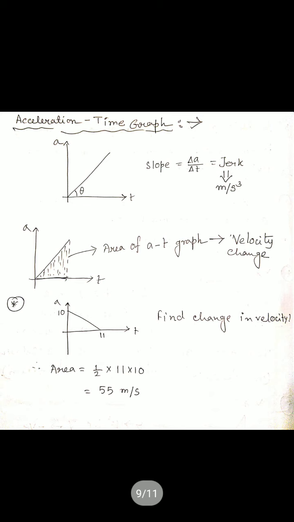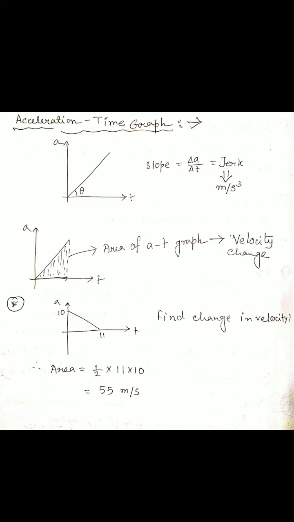Next we talk about the acceleration time graph, and this is very short, because from the acceleration time graph we can understand the slope. The slope of the acceleration time graph gives us the jerk. This is not in your syllabus, just remember the term. Its unit is meter per second cube, del A by del T, meter per second square by second.